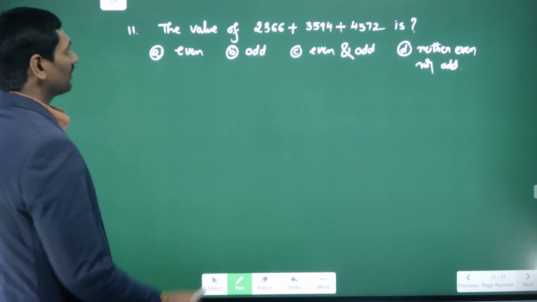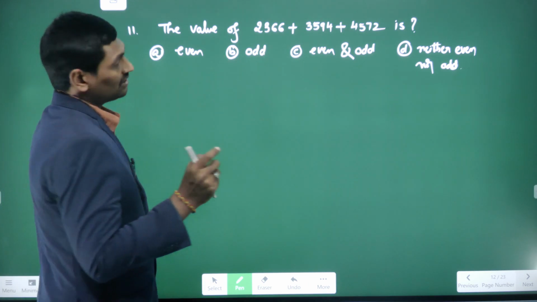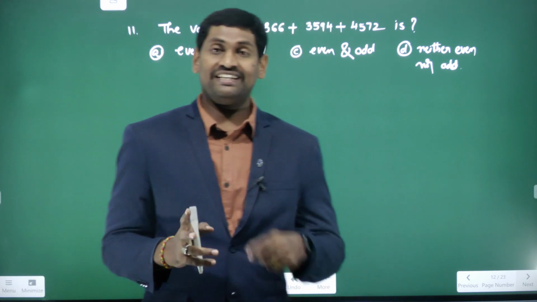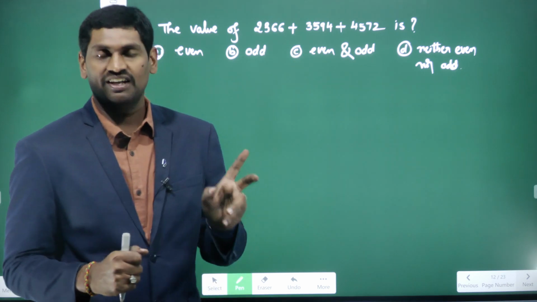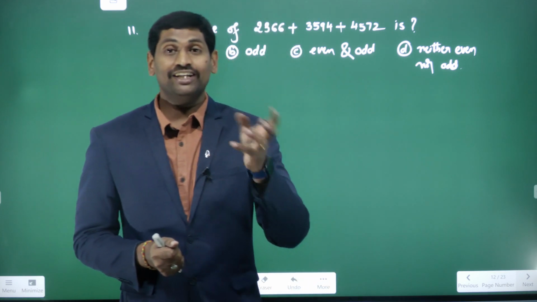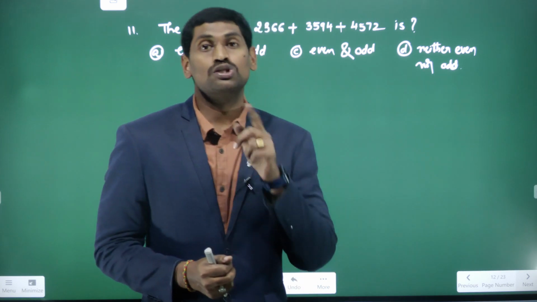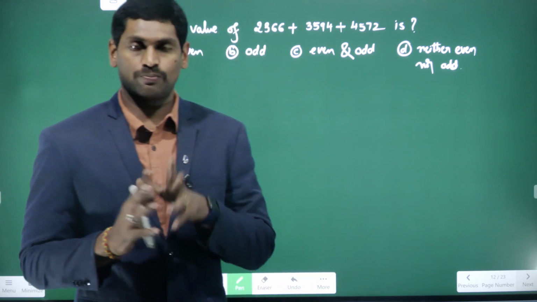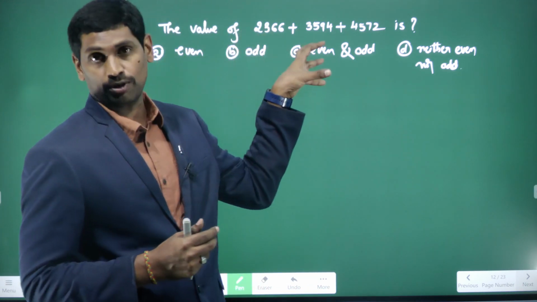See here, while you are solving this problem, just go through the options first. All options are based on only even or odd. The number is not given in the result. That means we need not add. We can use the conditions. What are the conditions we discussed? Sum of any two even numbers is even. Sum of any two odd numbers is also even. Sum of one odd number and one even number is an odd number. So based on these three concepts, let us go and solve this problem.